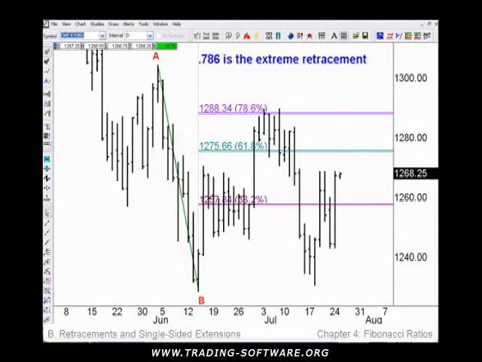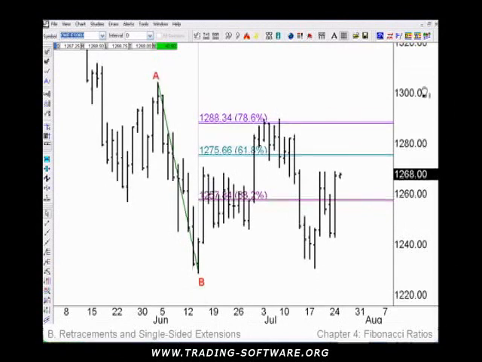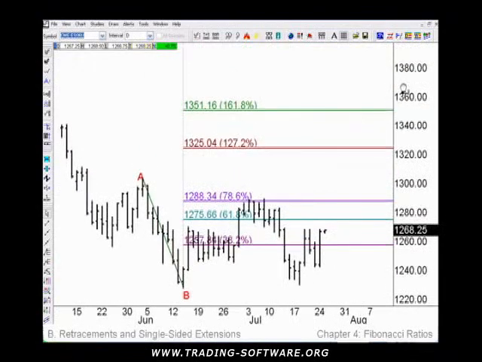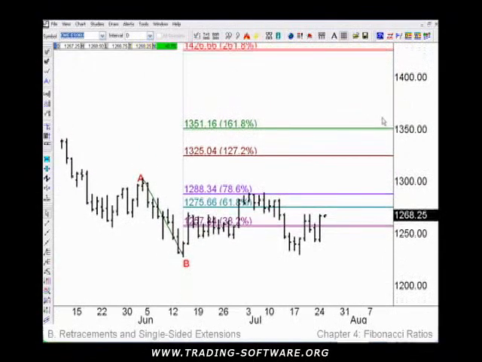The 78% is the extreme of the 3 retracements. In other words, if price action were to blast this way above 38% like it did here, and the 61%, the 78% seems to be the last barrier before price breaks into the extension levels. Let's take a look at those levels right now. I'm just going to pull back the chart, drag it down, and see where those levels are.